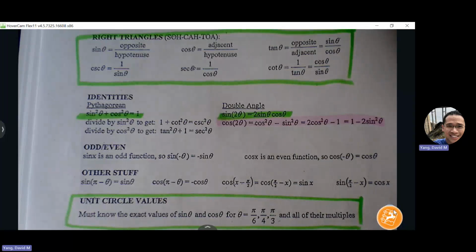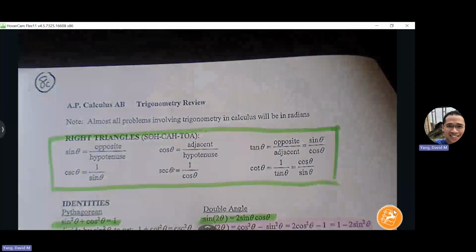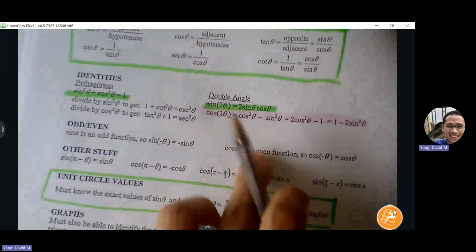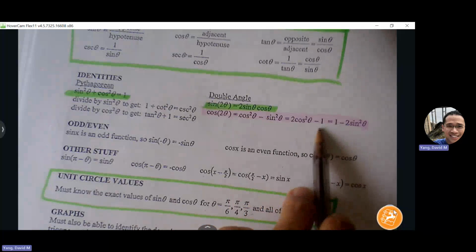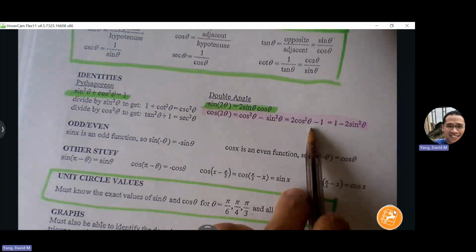Okay, let's go to page 7. Yeah, this one, I feel like you're going to see it in your homework. So I do want you to know where to find it if you need it.